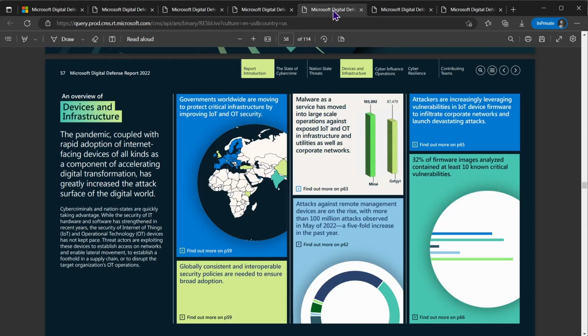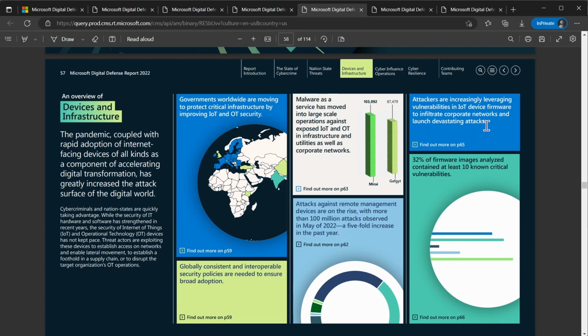Next, I'm going to look at devices and infrastructure. This is a quick overview of how global and how specific malware has targeted IoT and OT infrastructure. There is a large number of Mirai and GAFGYT campaigns seen in the wild over this time, and particularly for device infrastructure, attacks against remote management devices are on the rise, with more than 100 million attacks observed in May of 2022, 5 times more than in the past year.